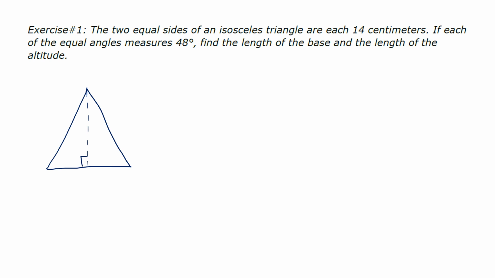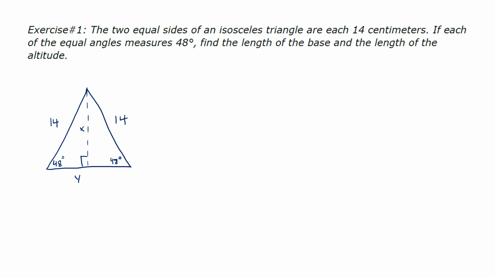So we know that the two equal sides are 14 centimeters, and we know each of the equal angles are 48. So this is 48, and this is 48. We want to find the length of the base and the length of the altitude, so that would be the height. So we want to find the height and the base.